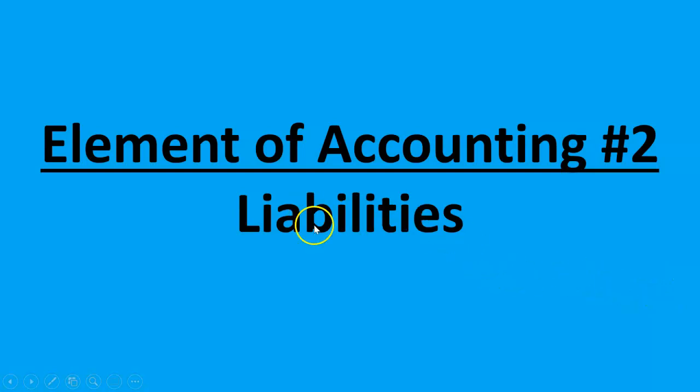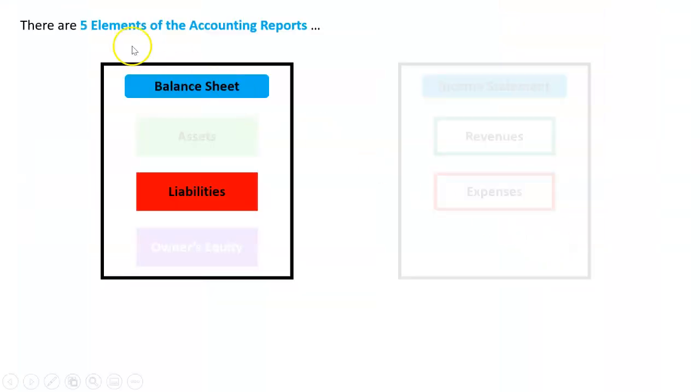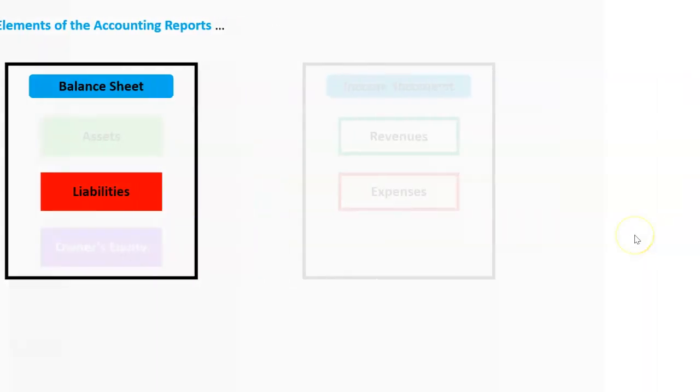The second element of accounting is liabilities. So we've got five elements to remember, and three of those are going to be in the balance sheet and two are from the income statement. And we've done assets, now we're looking at liabilities. So liabilities, probably the easiest way to think about a liability is it's something the business owes, like a debt.